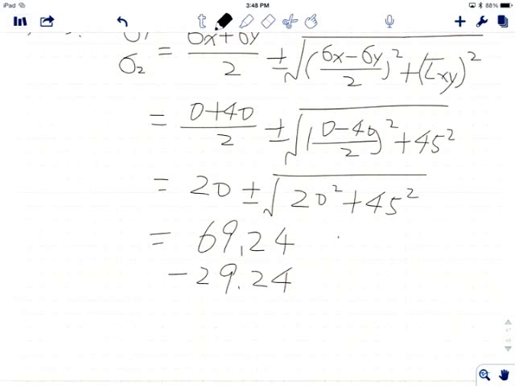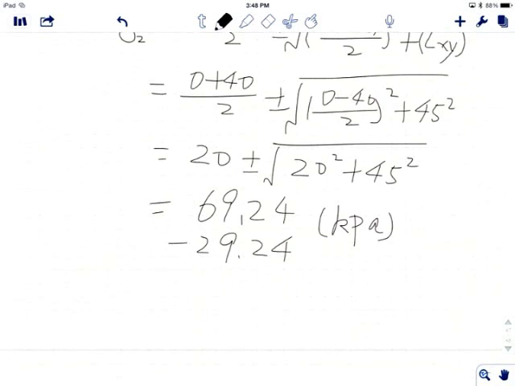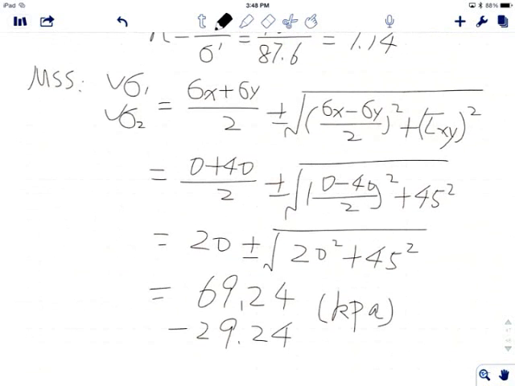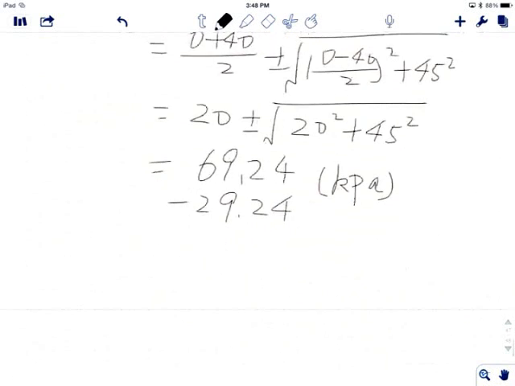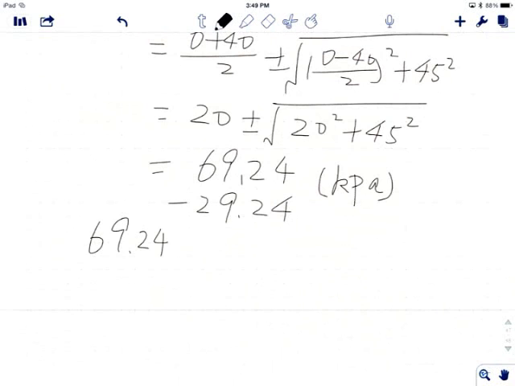In this case, sigma 1 has to be 69.24 because we consider it to be the maximum, right? Because for principal stress, these are just two symbols representing the values. For maximum shear stress, what we care about is maximal minus minimal. So in this case, you have principal stresses of 69.24 and negative 29.24. You also have 0, right? Of course, this is my sigma 1, this is my sigma 3. Make sense?